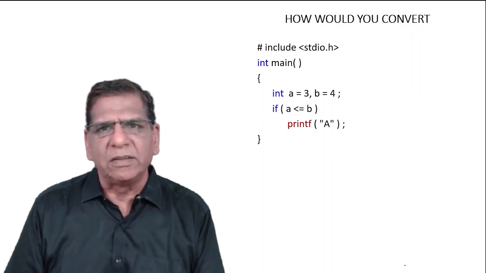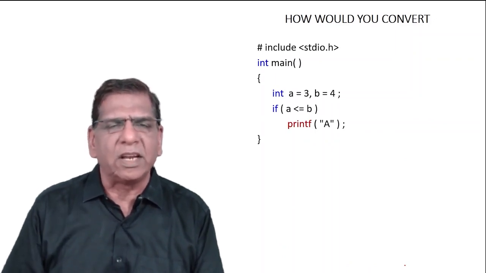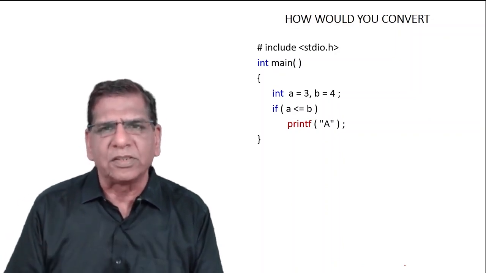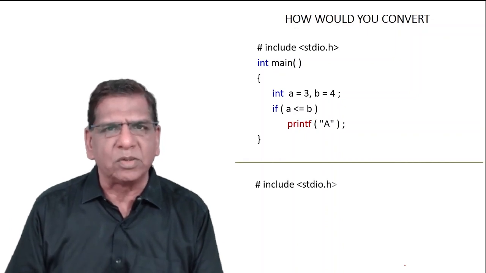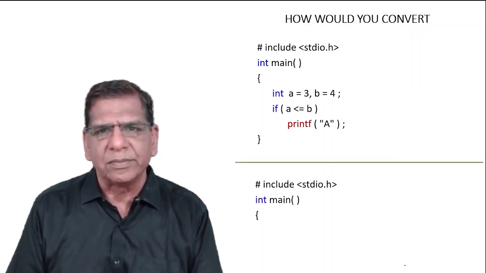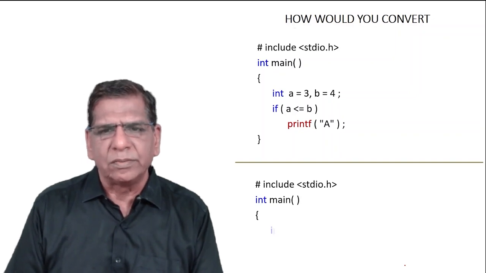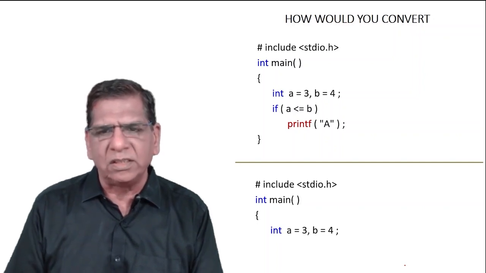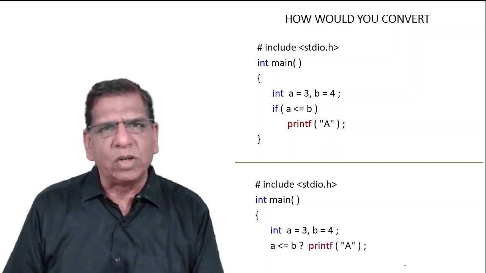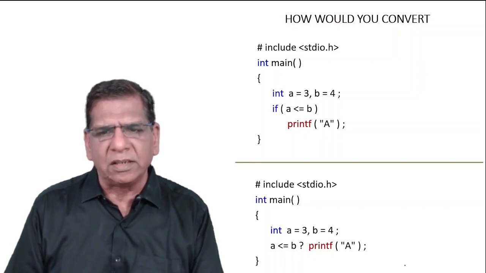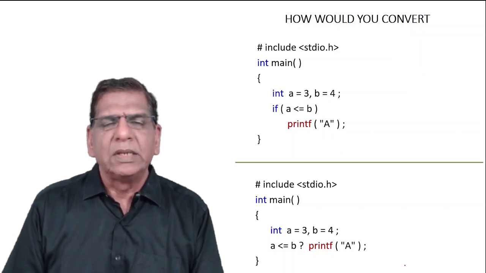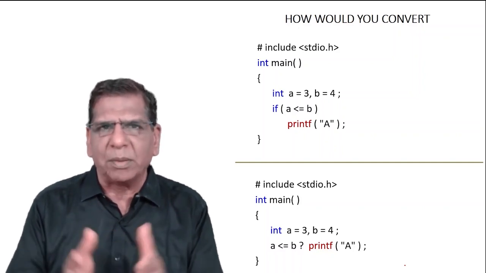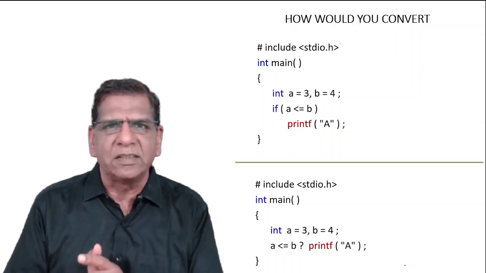Now let's take a very simple program. If A is less than or equal to B, print out A. I want this set of instructions to get converted into a program that makes use of conditional operator. Just see how. This part remains same. No reason why those statements have to change. And then I will drop the if. I would straightaway write the condition followed by that question mark printf A. Since there is no else block in the first program, hence we have dropped the colon part in the second program.